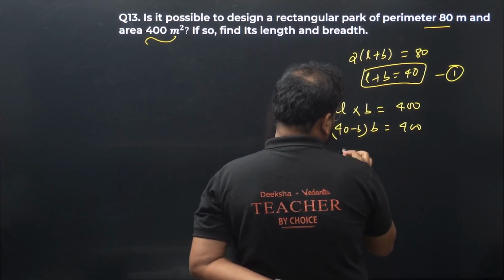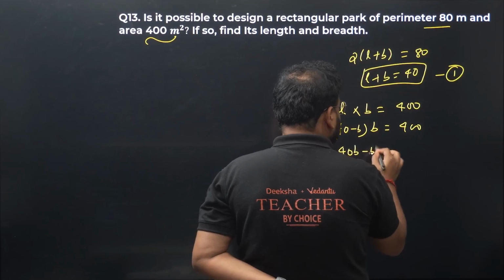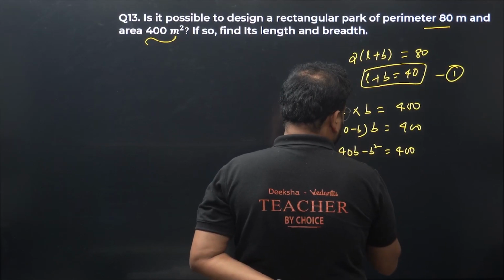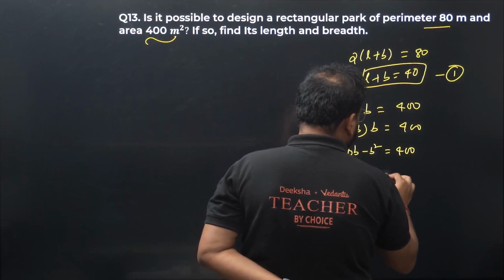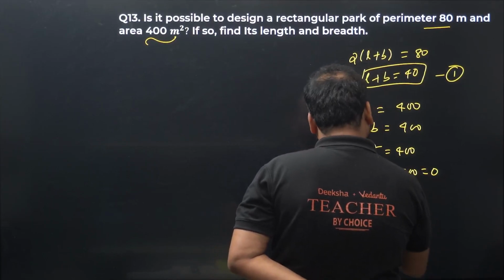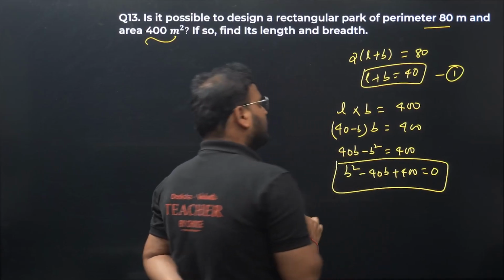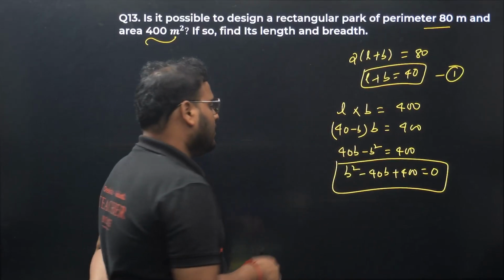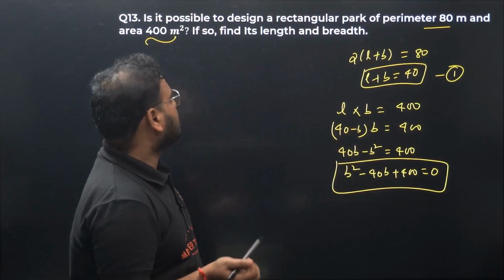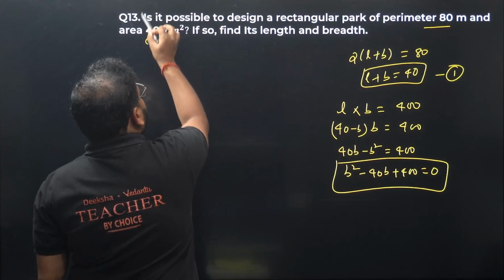I get here 40B minus B square equals 400. Bring it to that side, you get B square minus 40B plus 400 equal to 0. If you want to check whether this is going to be possible or not, what's the meaning of this question? They're asking, is it possible to design?